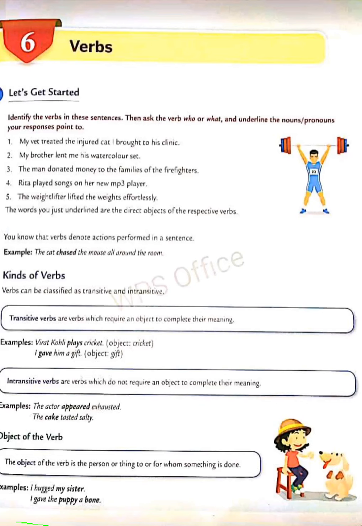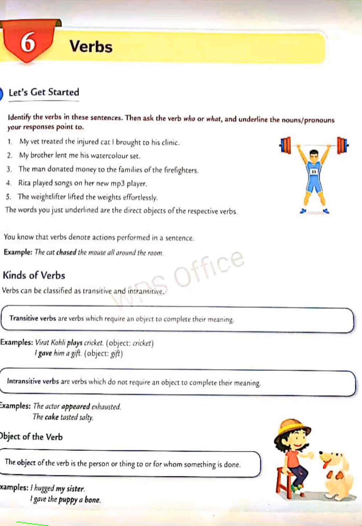Yes students, what is a verb? You know that verbs denote actions performed in a sentence. Means the action which is happening in the sentence is being denoted by a word, and that word is known as verb. For example, the cat chased the mouse. Here, what is the cat doing? The cat is chasing the mouse. That means here an action is being done.